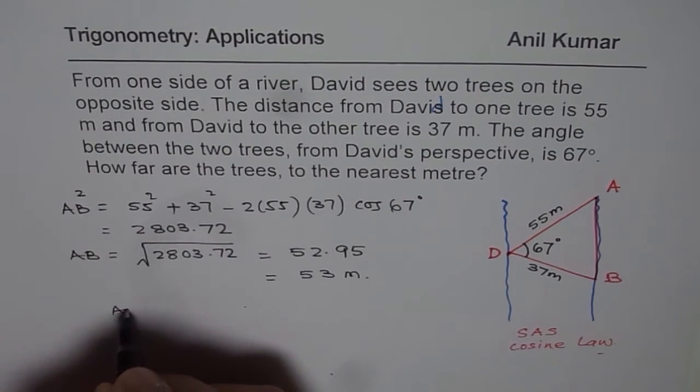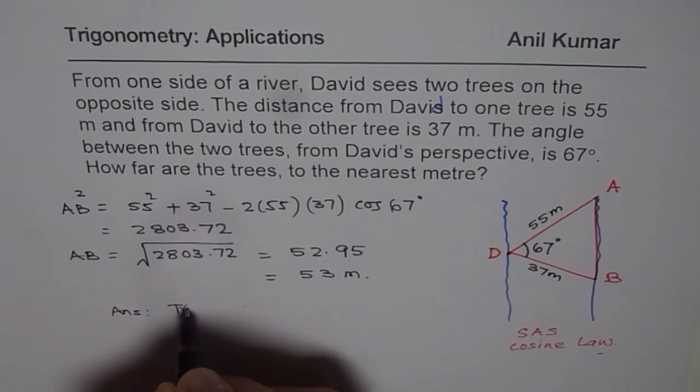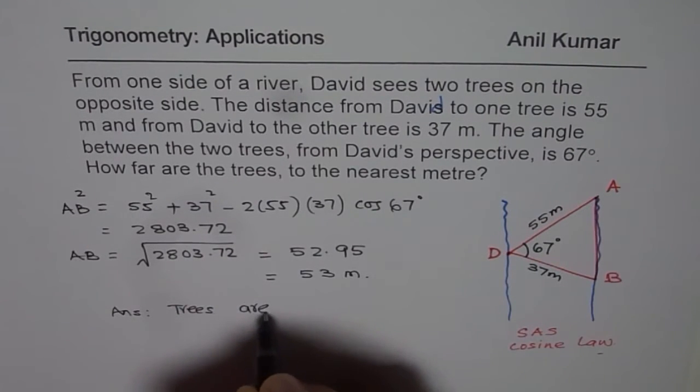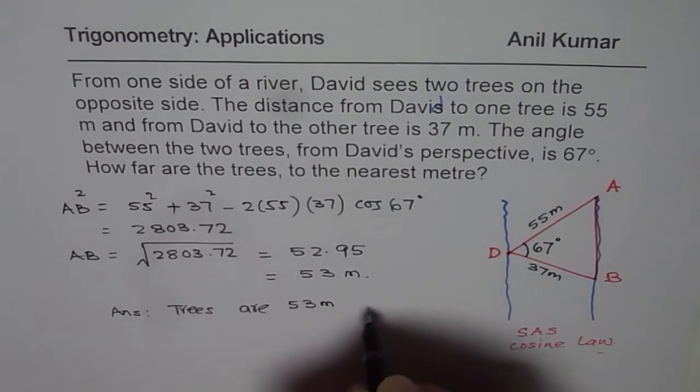So our answer is, the trees are 53 meters apart.